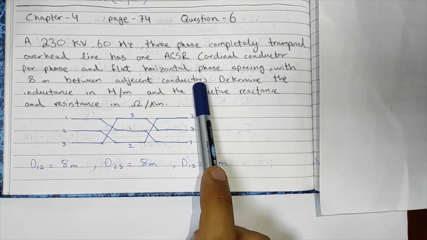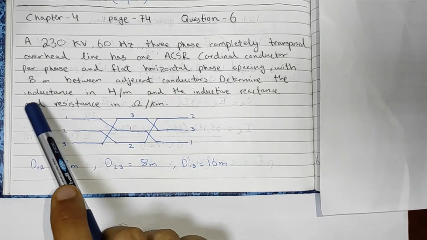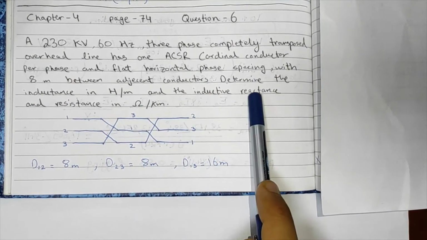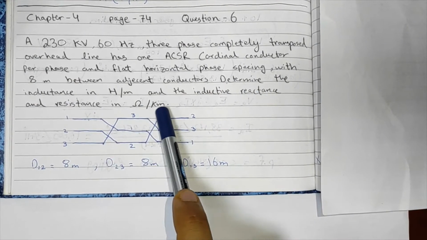between adjacent conductors. Determine the inductance in henries per meter and the inductive reactance and the resistance in ohms per kilometer.